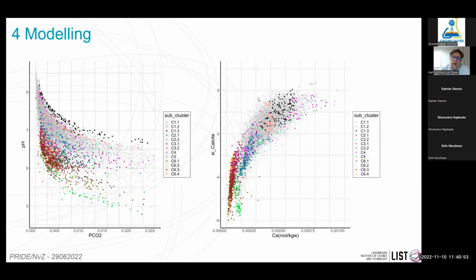But for now, it looks really promising. And then also calcium versus calcite. It's really fairly nice results. As you can see, the gray light dots in the background are my models, and obviously the colored dots in front are the clusters we identified in the system.